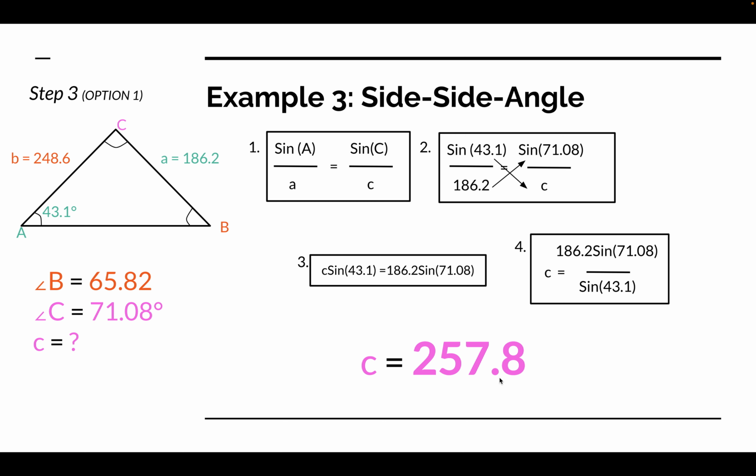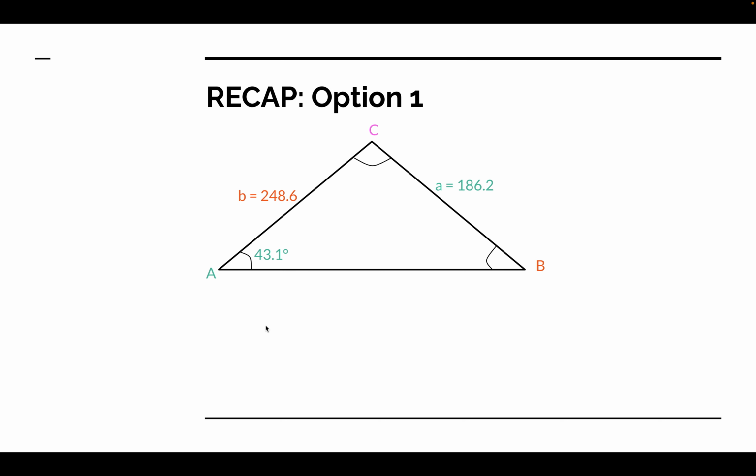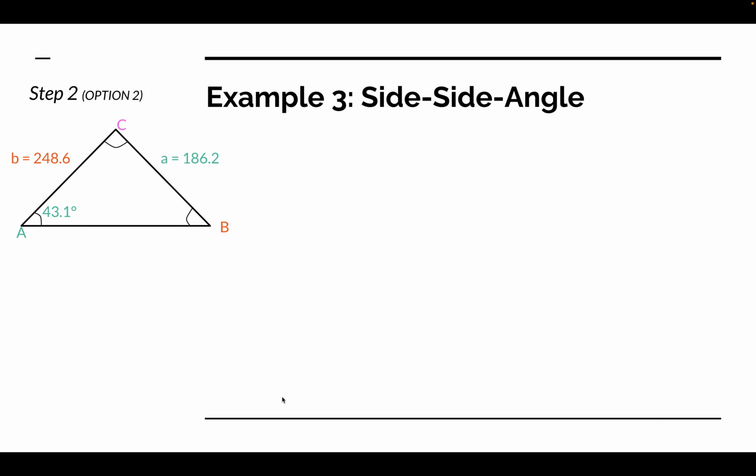Cool. You just figured out the first option. No sine inverses for this part. You're just doing normal law of sines. Just find the sides. We only have to use the sine inverse for B in this example. So let's go ahead. We got our option 1: 65.82, 71.08, and side C, 257.8. Let's go ahead and do option 2. Same process, just with other numbers.